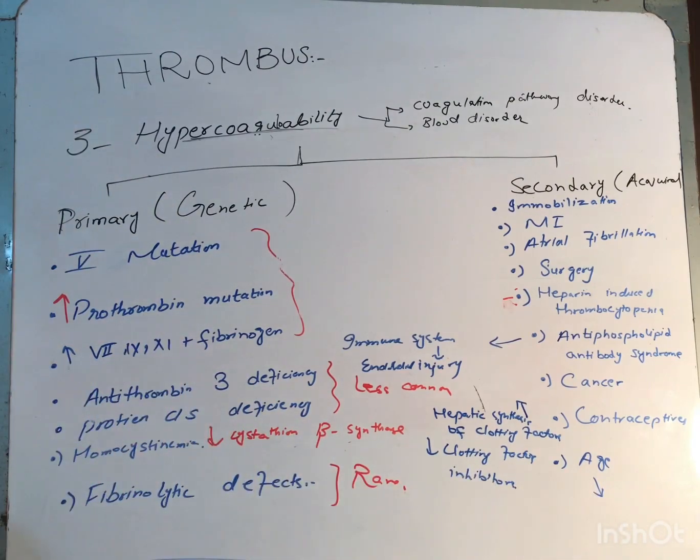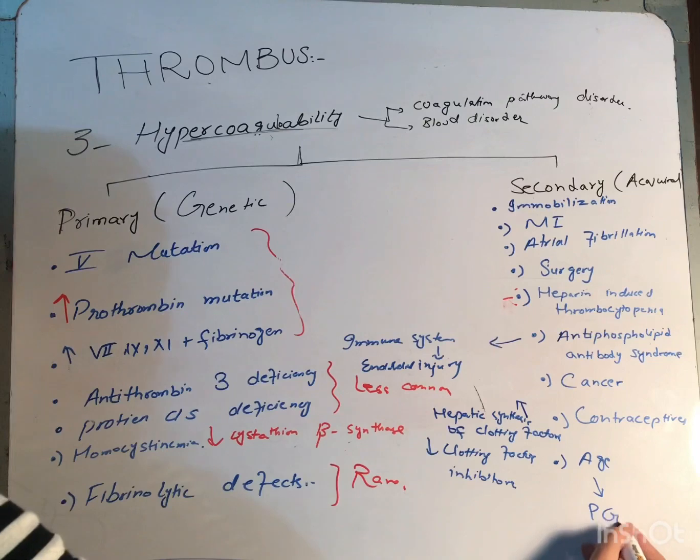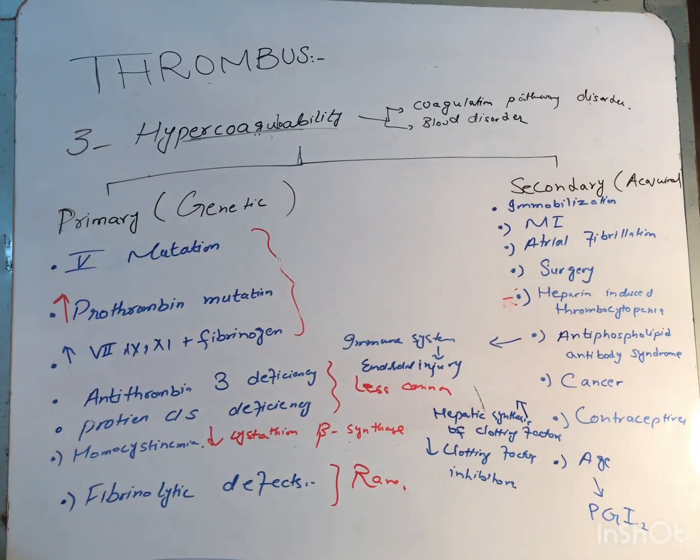With advancing age, our endothelium no longer expresses prostaglandin I2. We know our normal endothelium expresses nitric oxide and prostaglandin I2 that keep our platelets inactive. So whenever there is no activation, there is no clot formation. But with advancing age, there is less release of prostaglandins from the endothelium, and that will lead to thrombus formation. These were the three reasons for thrombus formation. First one was endothelial injury, second was abnormal blood flow, and third is hypercoagulability.